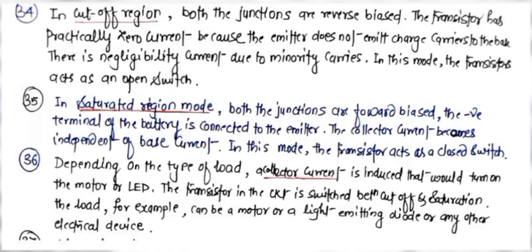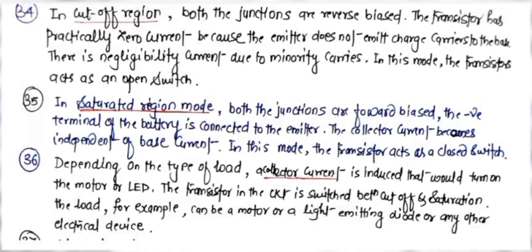In saturated region mode, both the junctions are forward biased. The negative terminal of the battery is connected to the emitter. Collector current becomes independent of base current. In this mode, the transistor acts as a closed switch.